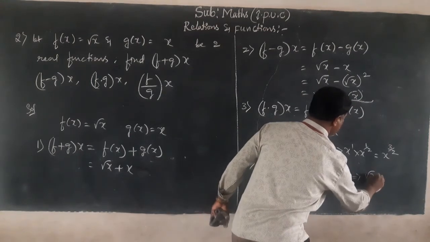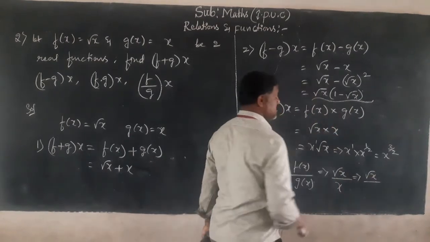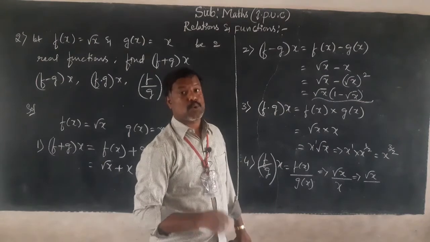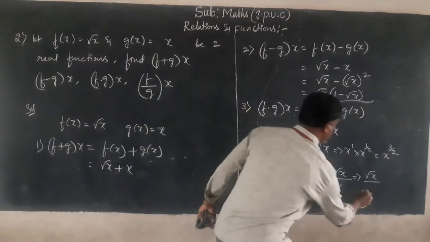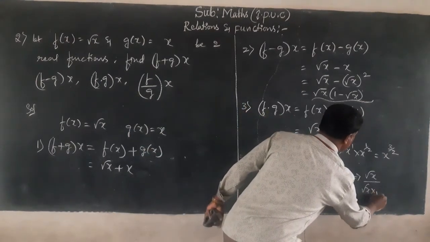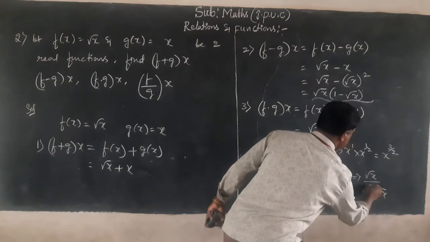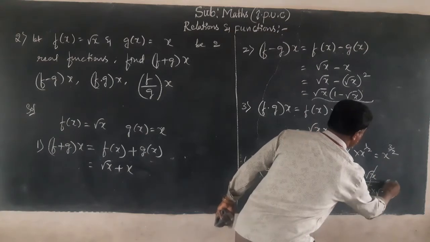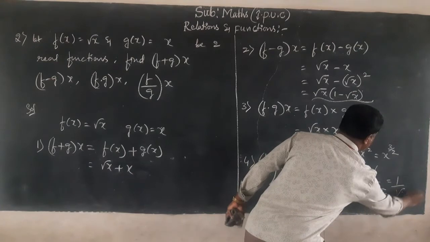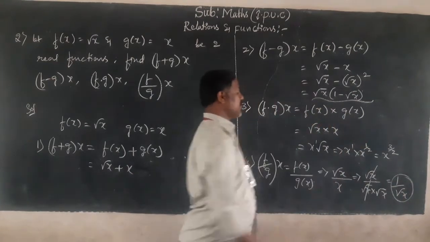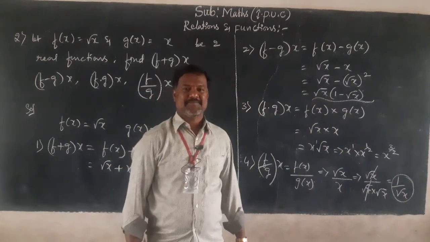F of x value is root x, g of x value is x. Just now I told you we can express x as root x whole square or root x into root x. Straight away we can cancel root x, so we will get only 1 by root x. So this is what we call the answer.